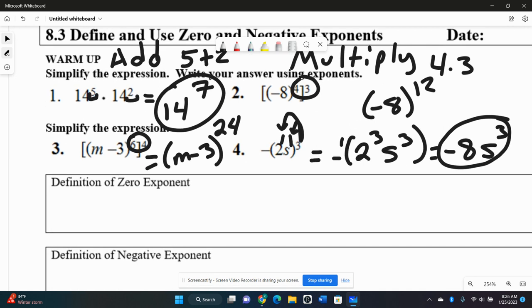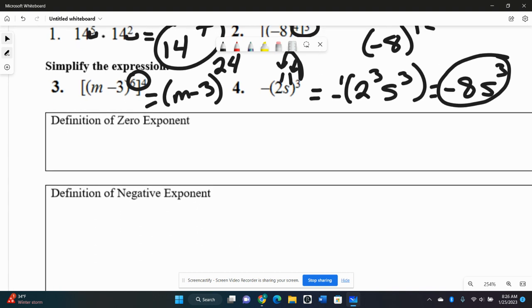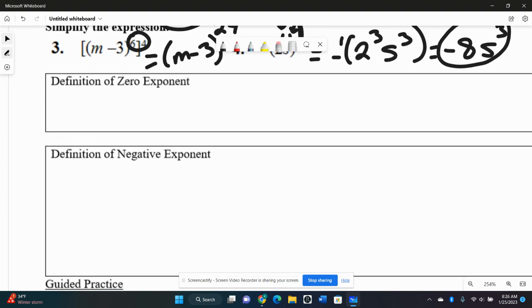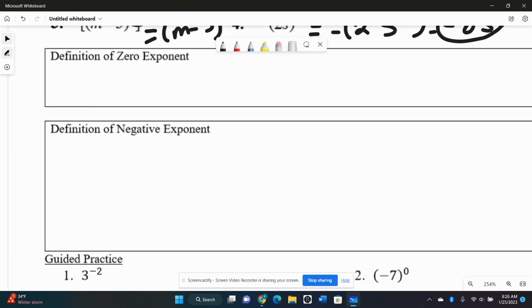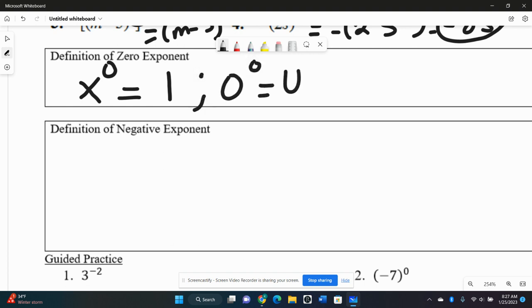Now, we also have two rules we're looking at today, called the zero exponent rule and the negative exponent rule. Our zero exponent rule says if we have an exponent of 0, anytime that happens, our whole answer is just going to turn to 1, with the exception of 0 to the power of 0. That's going to be undefined, which I will shorten as UND. UND stands for undefined.